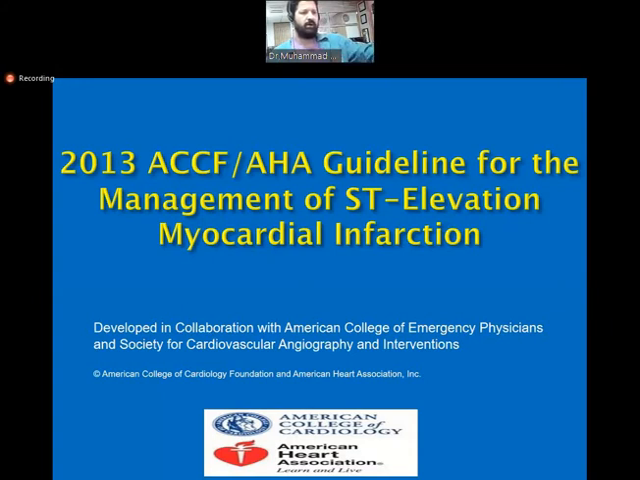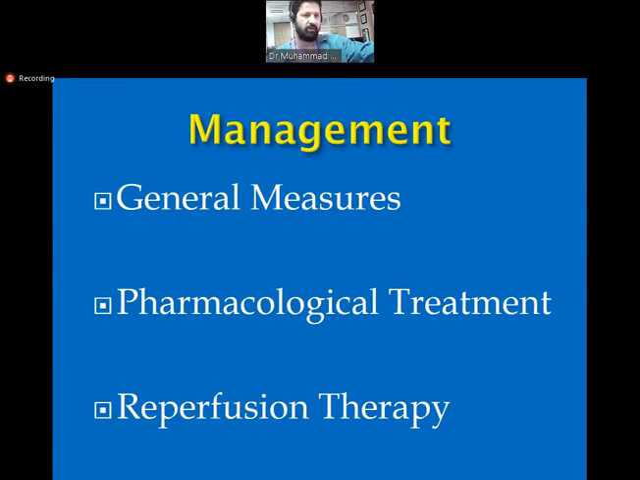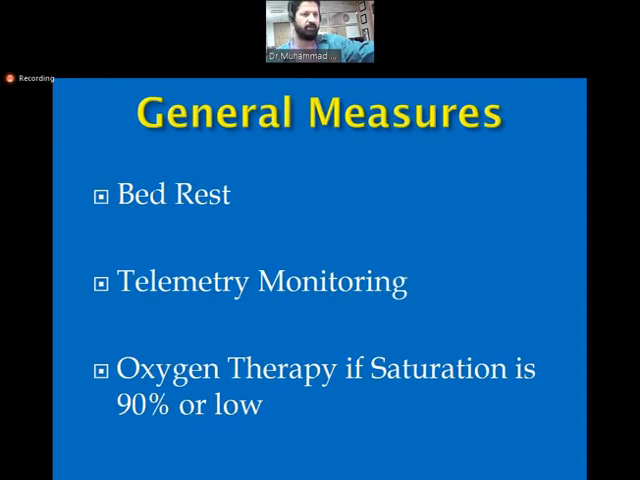Now, let's start our management. How do we manage ST elevation MI? All the treatments I have taken are from the guidelines published in 2013 by the AHA and ACC, American College of Cardiology and AHA. Treatment for ST elevation MI is divided into general measures, pharmacological treatment, and reperfusion therapy.